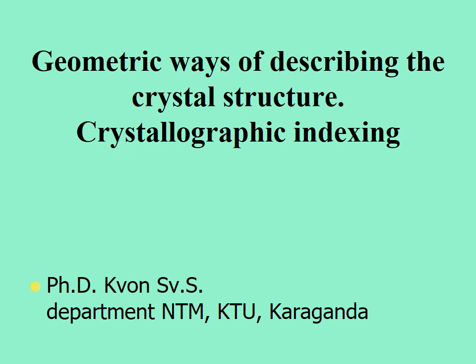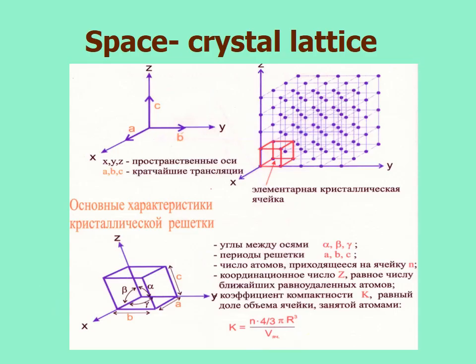Good morning. Today we will introduce the geometric ways of describing the crystal structure, a very important method: the method of crystallographic indexing. Here you can see the image of the crystal lattice, the space crystal lattice, and I hope you remember the unit cell and the passport of the unit cell metric, the set of angles alpha, beta, gamma, and the translations a, b, c.